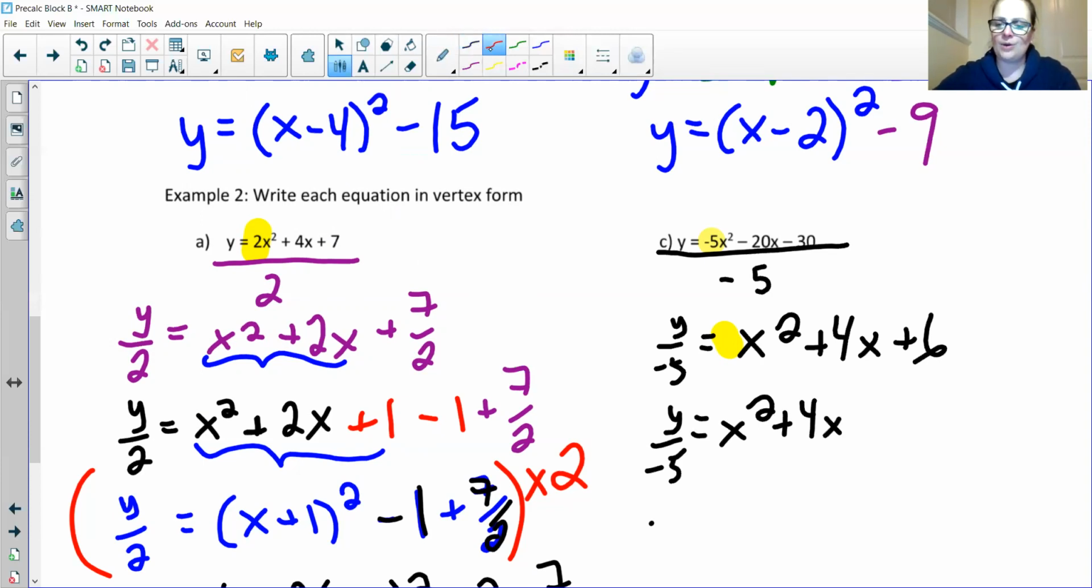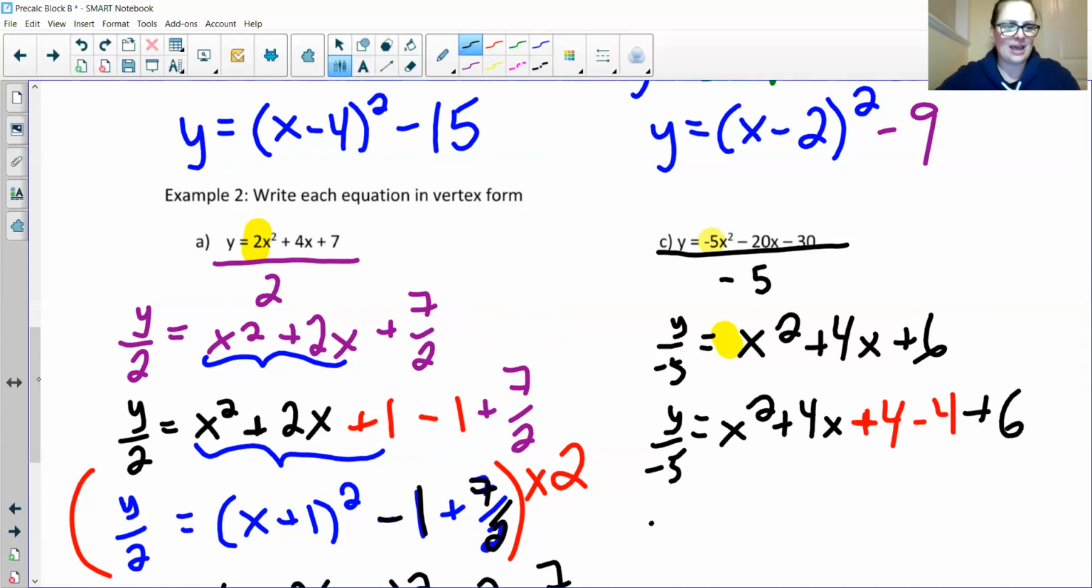All right. And we're going to add half of 4 squared. So half of 4 is 2. 2 squared is 4. We're also going to subtract 4. So overall, we're actually just adding 0 and not changing the value. Sneaky little mathematicians, aren't we?